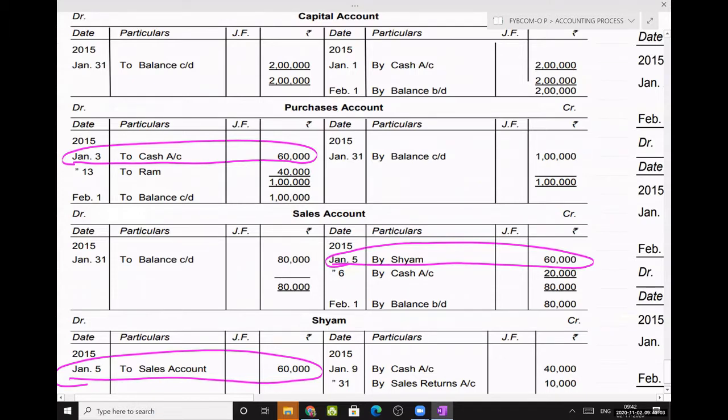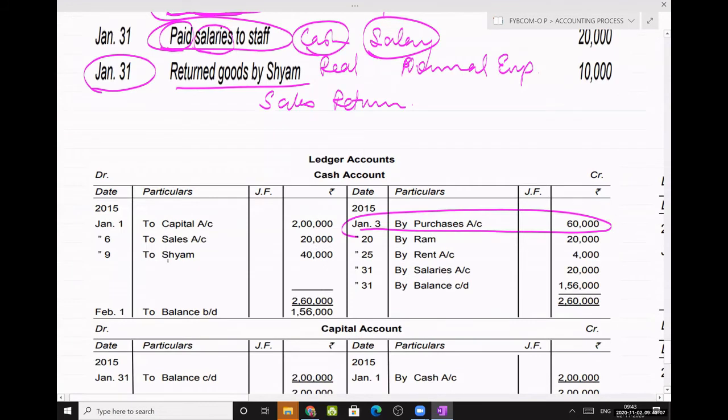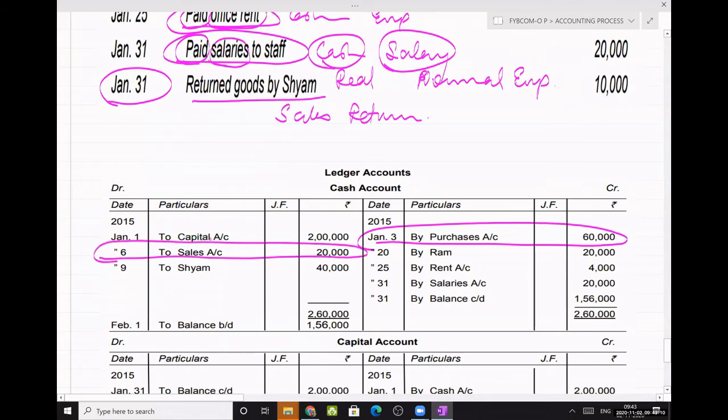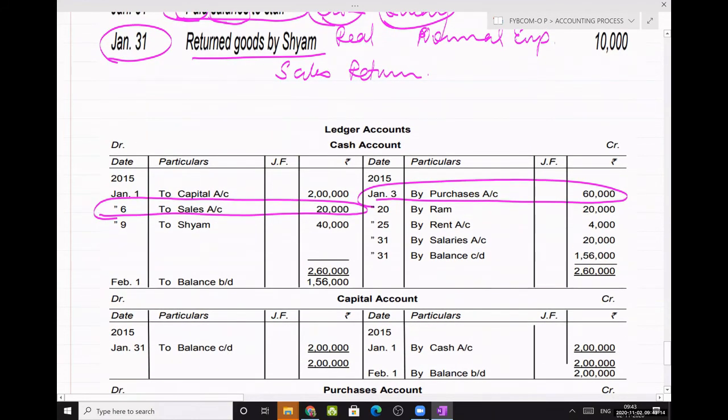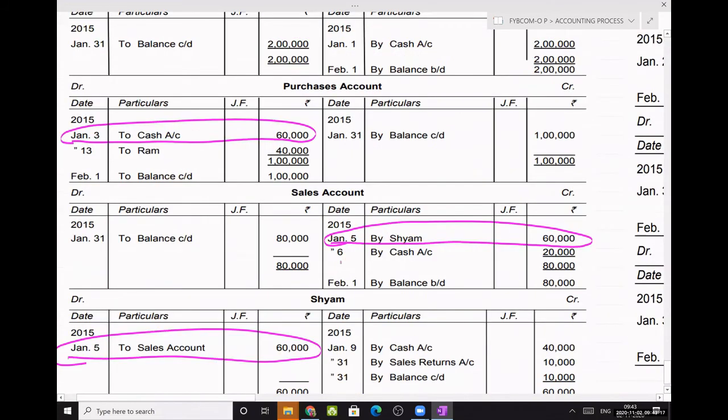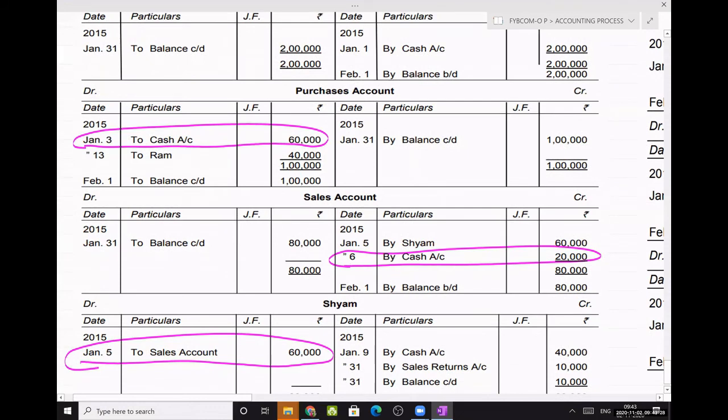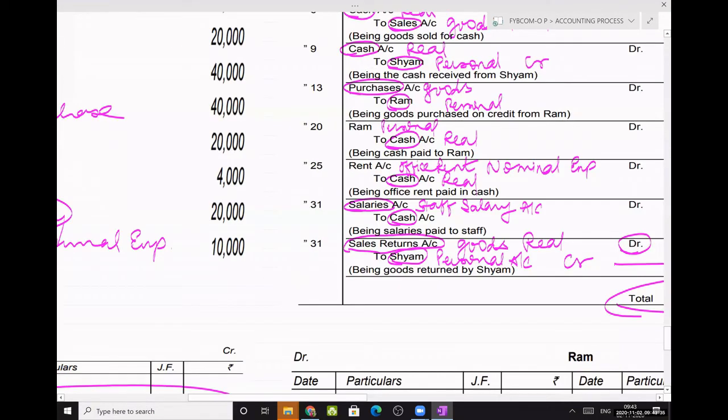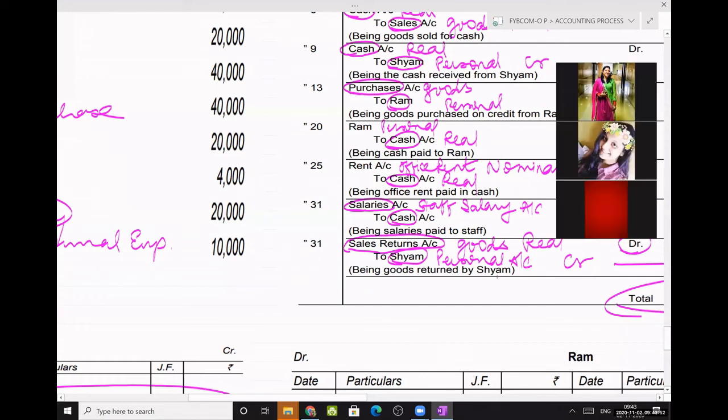Next, cash to sales. First effect, I'm giving debit side में cash. 6th January, cash to sales. Second effect will go in sales account, credit side, by cash. Next, cash to Sham. So debit side of cash, 9th Jan to Sham. Second effect, Sham's account credit side, by cash 9th January 40,000.